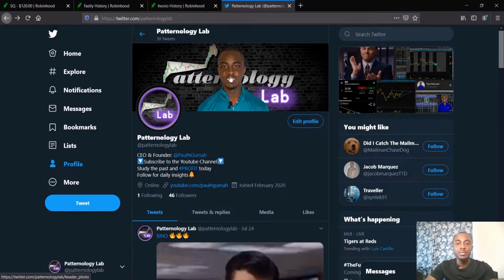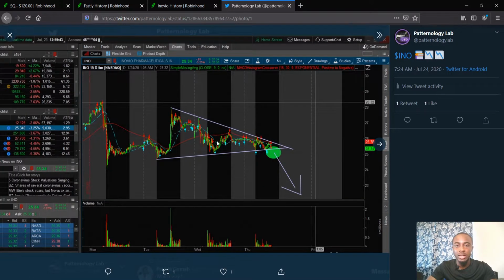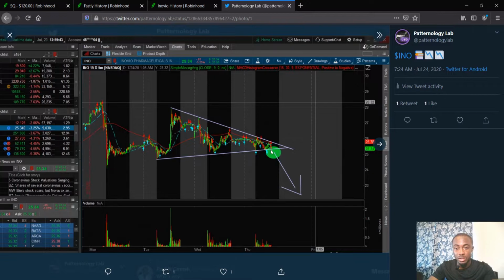If we take a look at Patternology Lab's Twitter account and we scroll down, here is my thought process of buying puts on Ino. Here's the first one. As soon as I saw this picture, which was like 5 minutes before when my entry was supposed to be, I took a screenshot of it along with my thought process of where the stock was actually going right here.